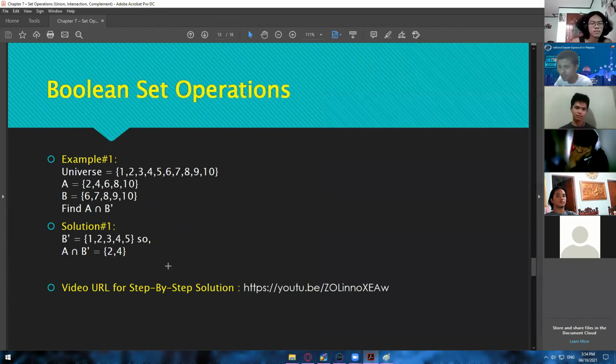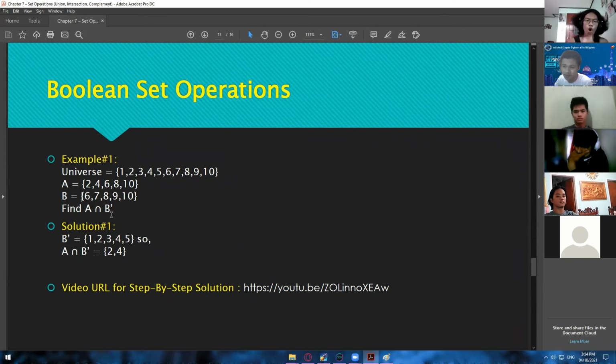Okay, so if you have questions, just let me know. So let's now proceed with the Boolean set operations. So in here we have the universal set, or universe, equal to 1 to 10. And we have here a set A, which is 2, 4, 6, 8, 10, and then B is equal to 6, 7, 8, 9, 10. So find A intersection B complement.